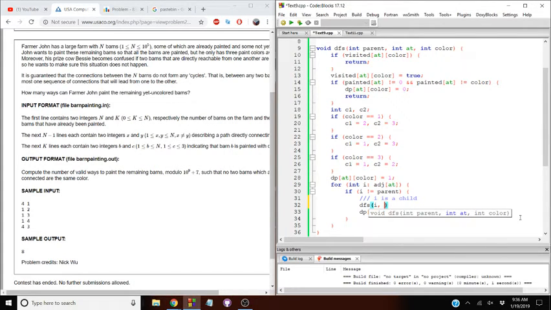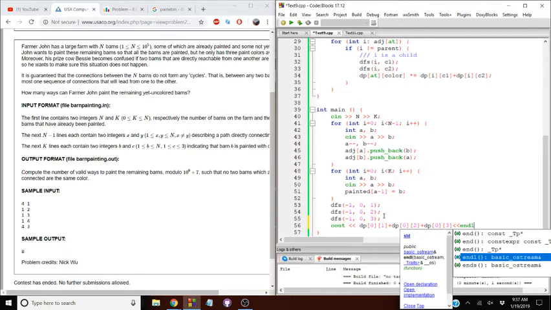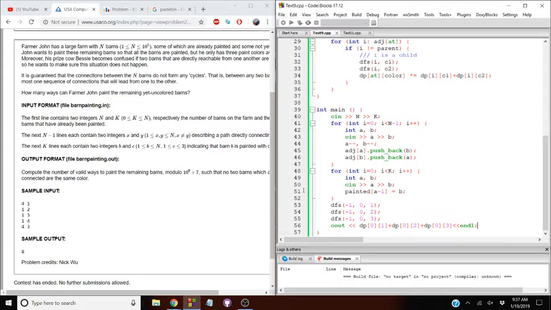DFS i C1 and DFS i C2. Cool. So you search into all of those, and then at the end we just print dp at 0 of 1 plus dp at 0 of 2 plus dp at 0 of 3. And okay, let's try this out. Oh yeah, so your parent is your current node because you're going to your child from your current node.